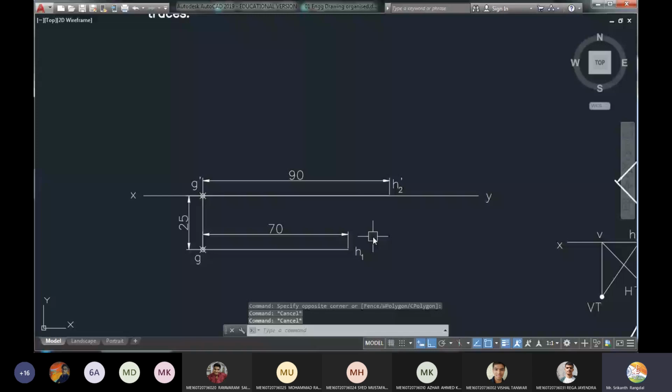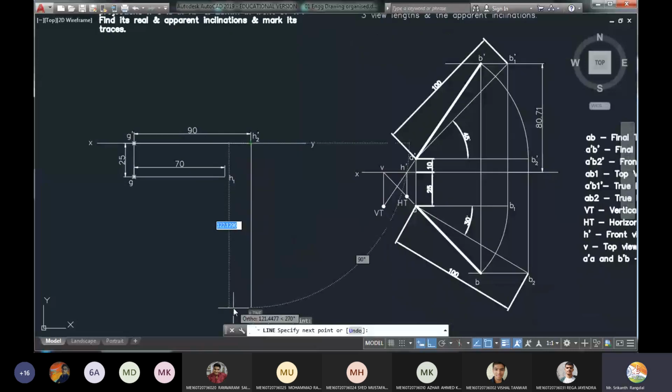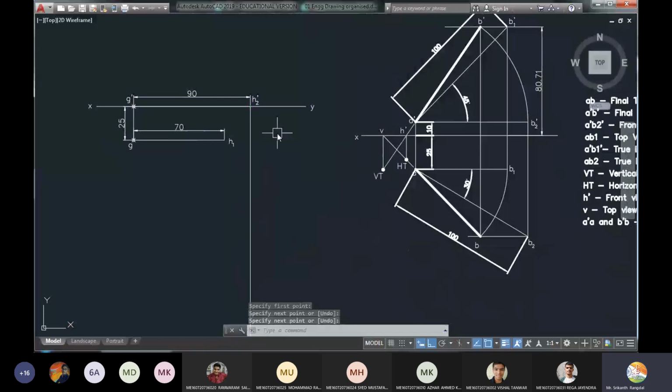Now we got this point H1 and this point H2 dash. From H2 dash, if I draw a vertical line, somewhere on this line we will get the true length. So let us do that. Take the line command. From H2 dash, draw a vertical line. How long? You can draw any length, as long as possible.